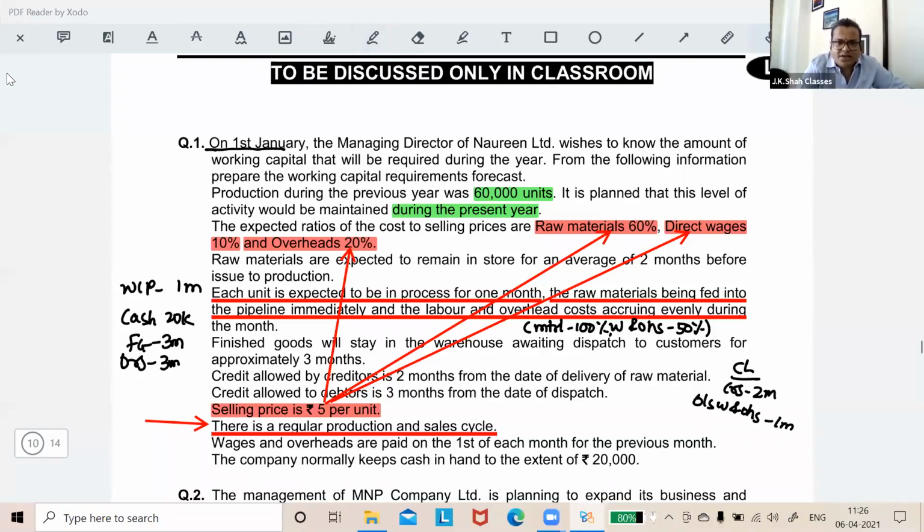And raw material remains in store for how many months? 2 months. So raw material, 2 months. Okay, so what is the new thing in this? The new thing is whatever arrows I have drawn, that is new. The rest of the things are normal. So first, you'll have to create a sort of income statement. Okay, let's do that.